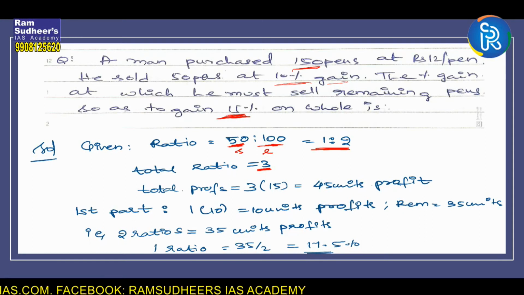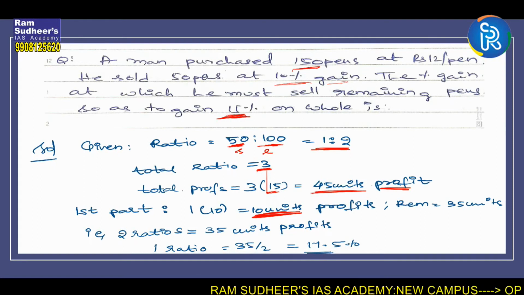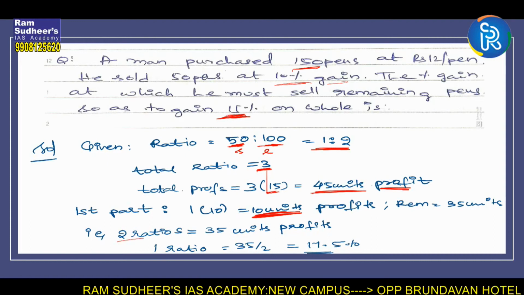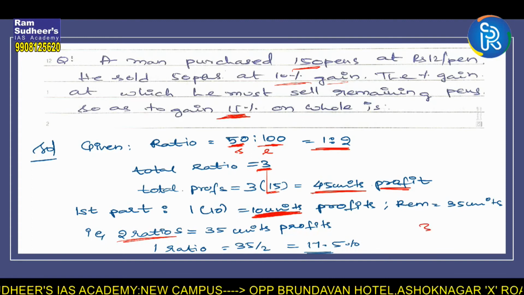I would assume this to be 15 directly. So 3 into 15, since my total ratios is 3 and the profit should be 15, which is 45 units as my total profit. But in the first case, I have sold the pens at 10% profit, which is 10 units. Now I have to enhance the gain in the second part, so that the total profit would be 15%. He is asking me to find that enhanced profit percentage. Now these 2 ratios should be sold. He has already obtained 10 units profit, so the remaining profit he should obtain is 35 units.